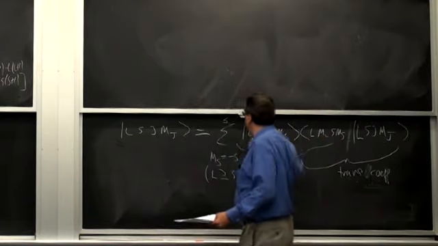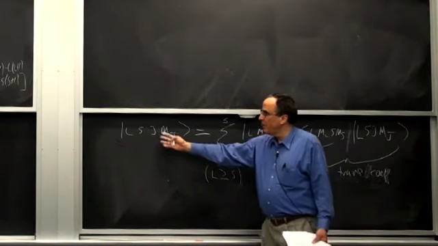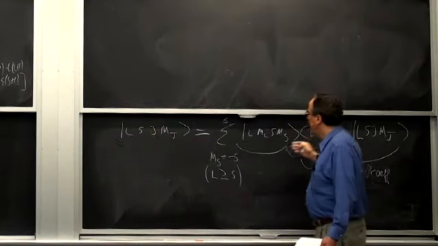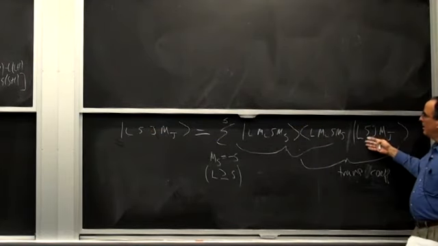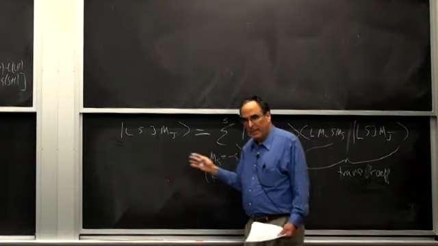So we can formally write a transformation either in the forward direction, going from coupled to uncoupled, or from uncoupled to coupled.